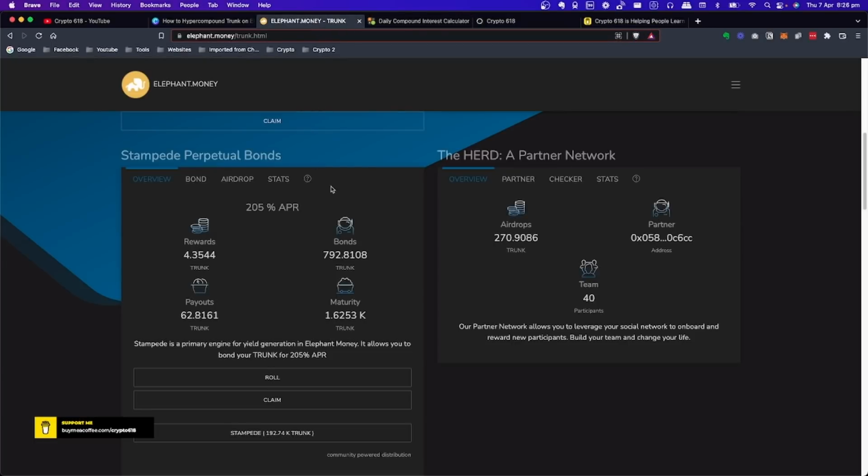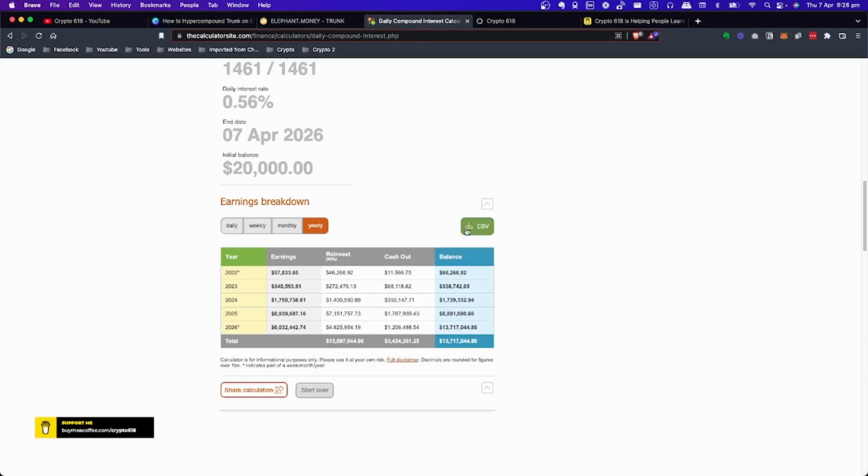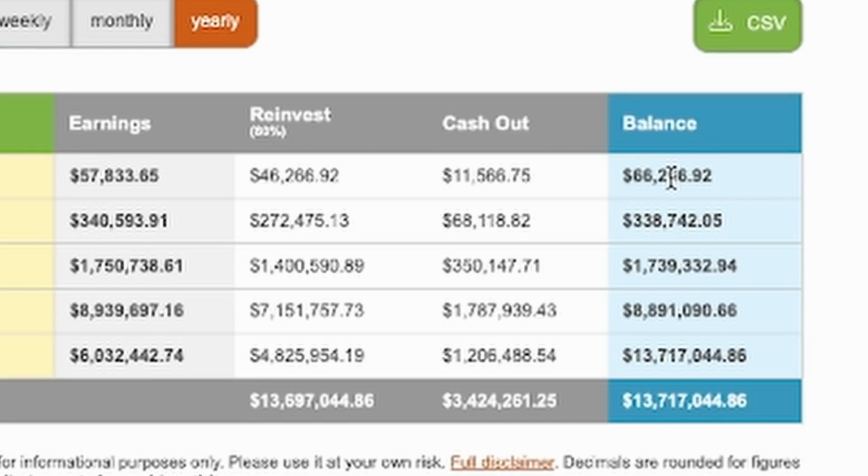So we go back to here. This is his bond section here. And you can see how it's growing. So it was 66 in the second year at the end of 2023. It's 338 in 2024, 1.7 million in 2025, 8.8 million in 2026, 13.7 million. See how it continues to grow?